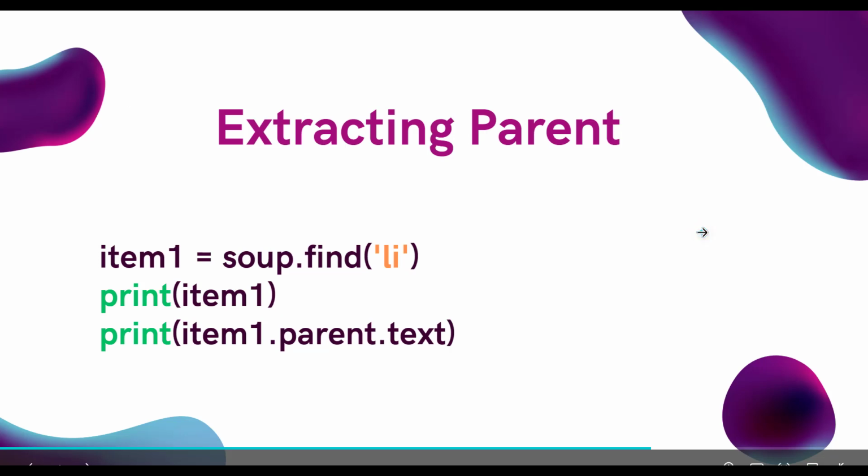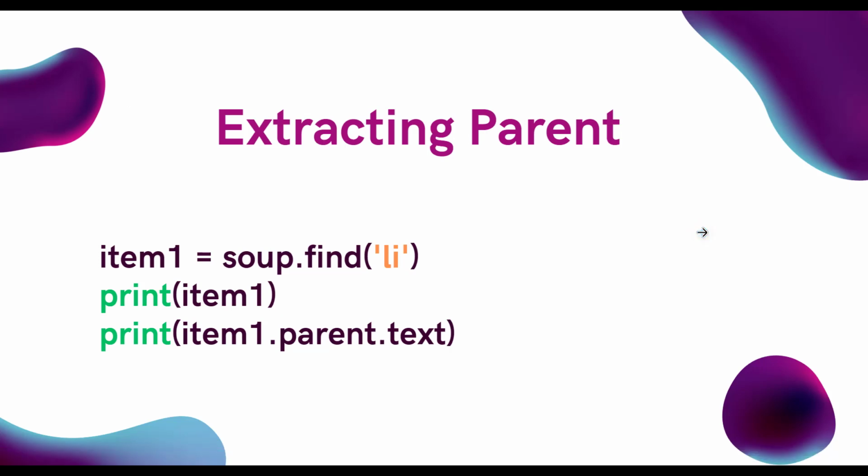Let's see now how to extract the parent of an item. So here the item that we want to extract its parent, soup.find. We will look here for the parent of the list item. Here you can print it just to see it. You can remove this print and you can move directly to print item.parent.text. Let's see this in Jupyter Notebook.